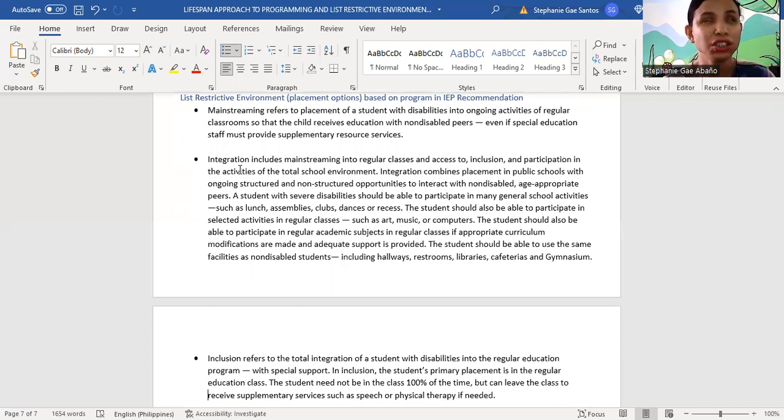Okay, so the question: are these programs appropriate for learners with visual impairment? And the answer is yes or no. It is a case-to-case basis, and it is based on the recommendation of the IEP team and the individualized educational plan as a whole.